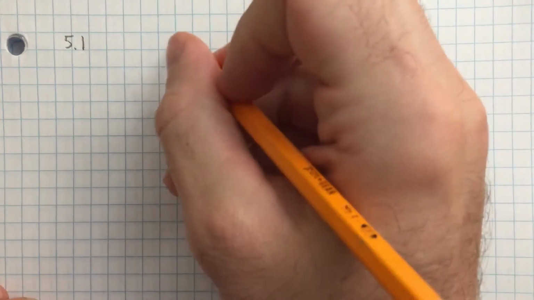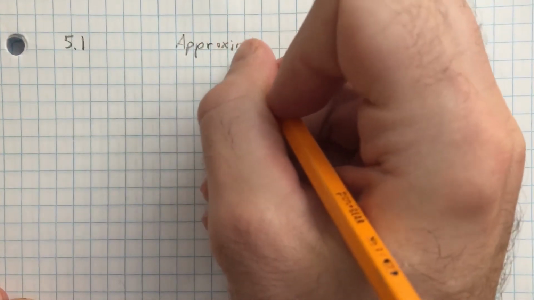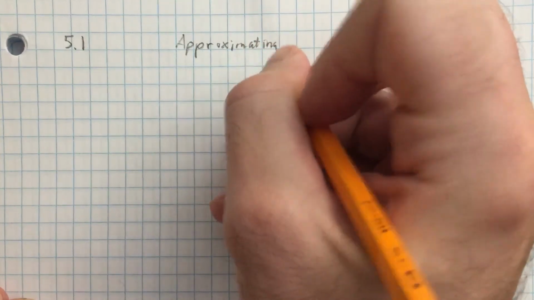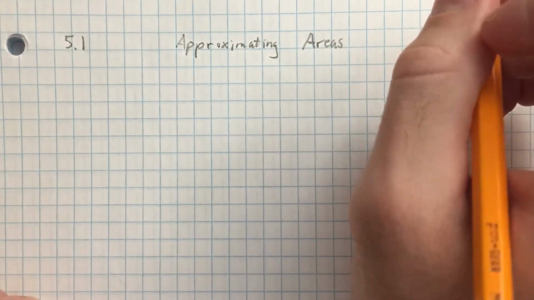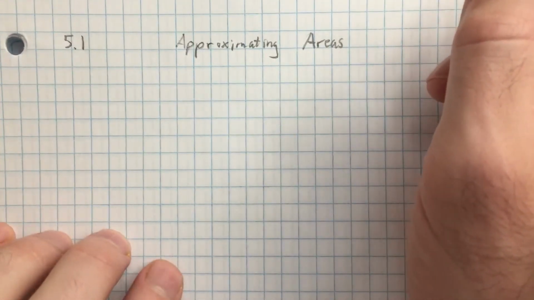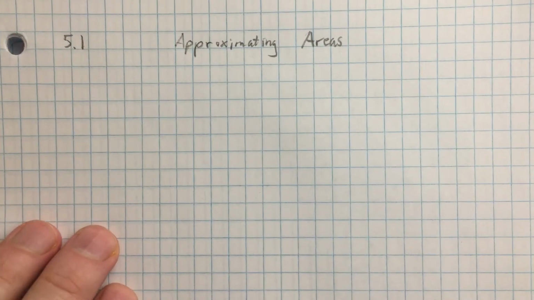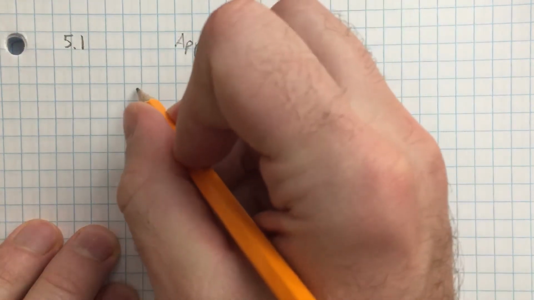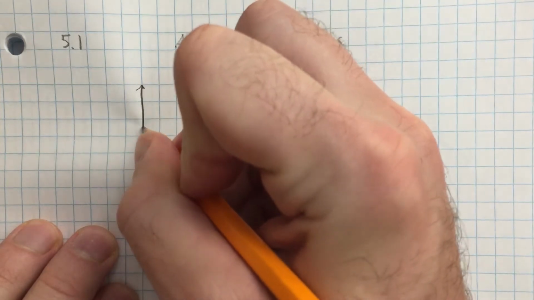5.1 approximating areas. So finding the area of a particular shape is a rather difficult problem in general, which is made a lot simpler through calculus, especially when it's not a regular polygonal shape that we're all familiar with.